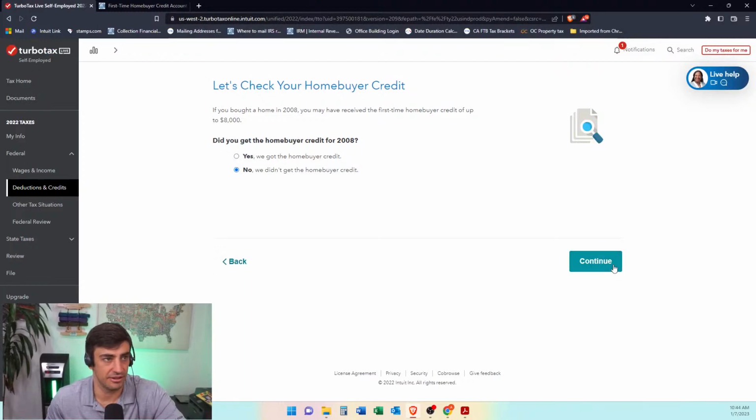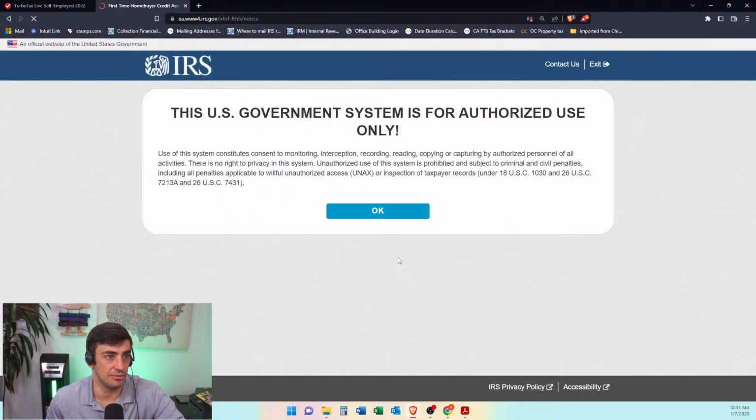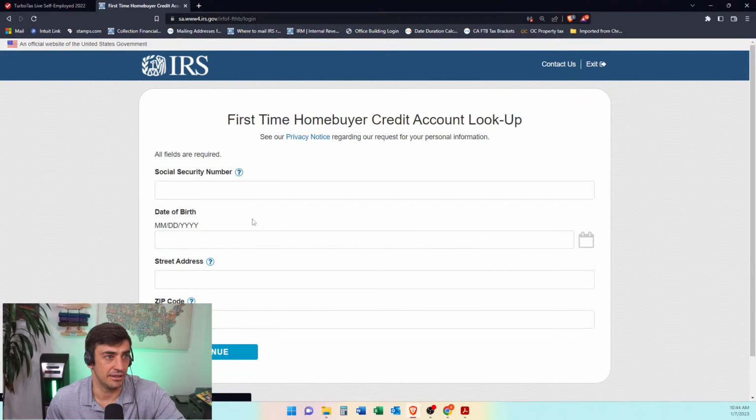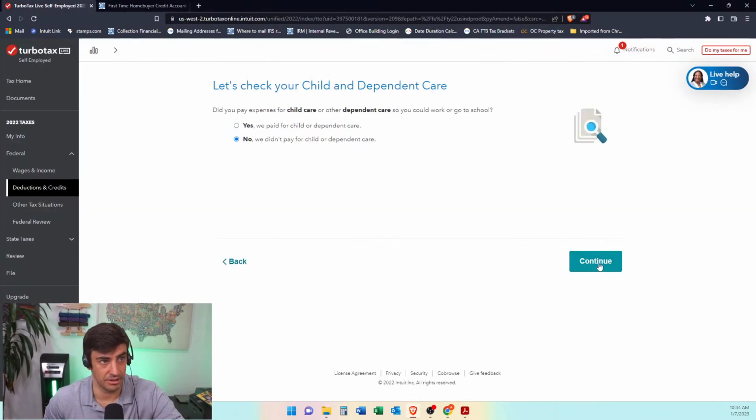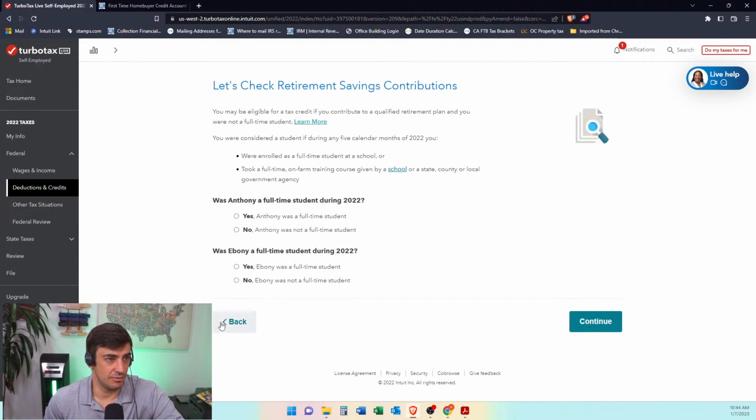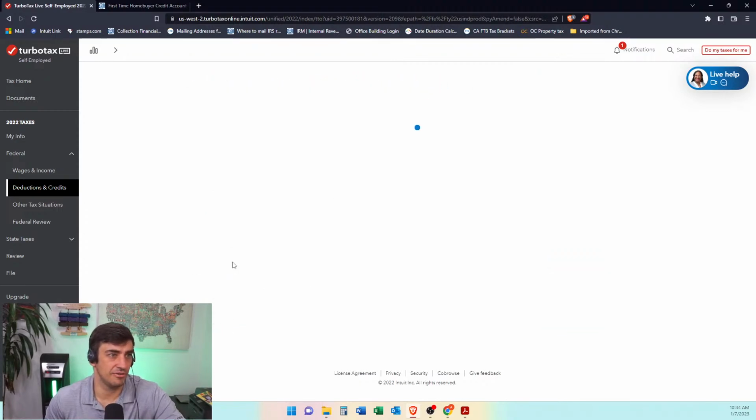When you fill this out, I'm sure they have something on here too, but you can always go on here, first time home buyer account lookup. You can look up with your information where you're at, how much that credit was when you initially got it, how much you've already repaid, and what you should be reporting on the return as a repayment. Wait, what? Child dependent care. Why did I go so fast on that one?